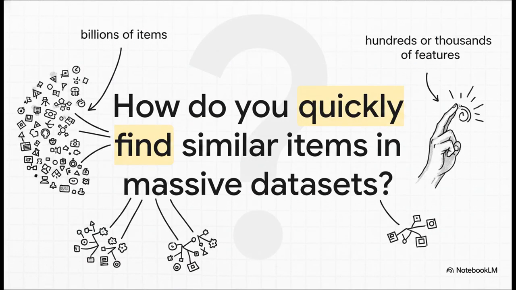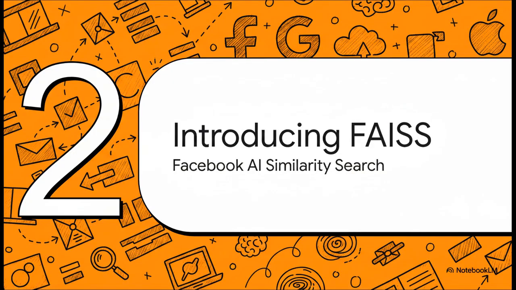So that leads us to the real problem, right? When you have billions of items, and each one of those items has maybe hundreds or even thousands of different features, how in the world do you find the one that's most similar to what you're looking for? And how do you do it in the blink of an eye? That's the multi-billion-dollar question. And the answer for a whole lot of the biggest tech companies on the planet is a library with a pretty simple name: FAISS.